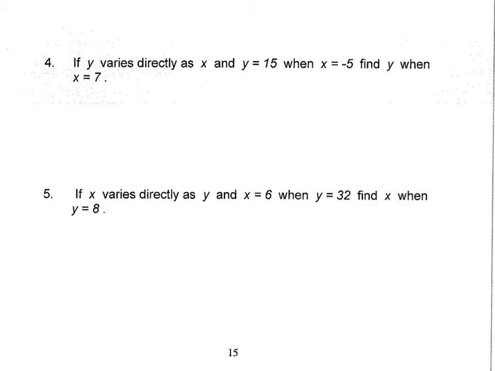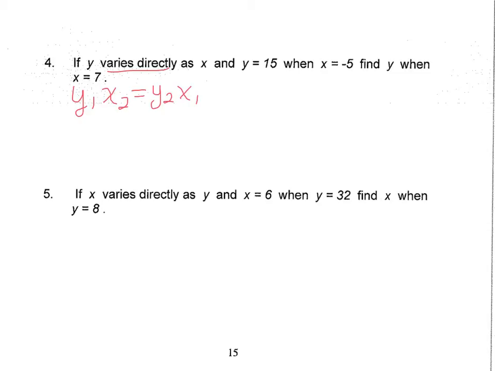Example number 4 says, if y varies directly, this time we're doing varies directly. So that equation is y1 is to x2 as y2 is to x1. So in this case, we're going to put the first y we see in y1 and the second x we see in x2 and the second y we see in y2 and the first x we see in x1. So let's finish reading the problem. If y varies directly as x and y equals 15 when x is negative 5, find y when x is 7. Let's label who is who in the problem.